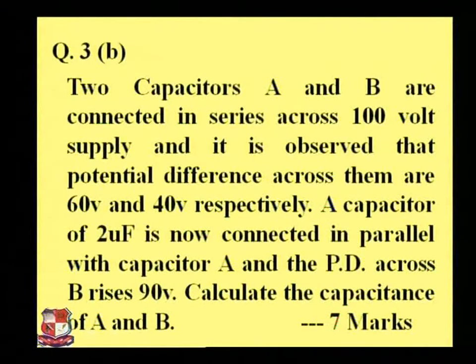Now the next question, question number 3b, which is an example. Two capacitors A and B are connected in series across a 100 volt supply, and it is observed that the potential differences across them are 60 volts and 40 volts, because in a series circuit the voltages are different. Now a capacitor of 2 microfarad is connected in parallel with capacitor A, and the potential difference across B rises to 90 volts. Calculate the capacitances of A and B.